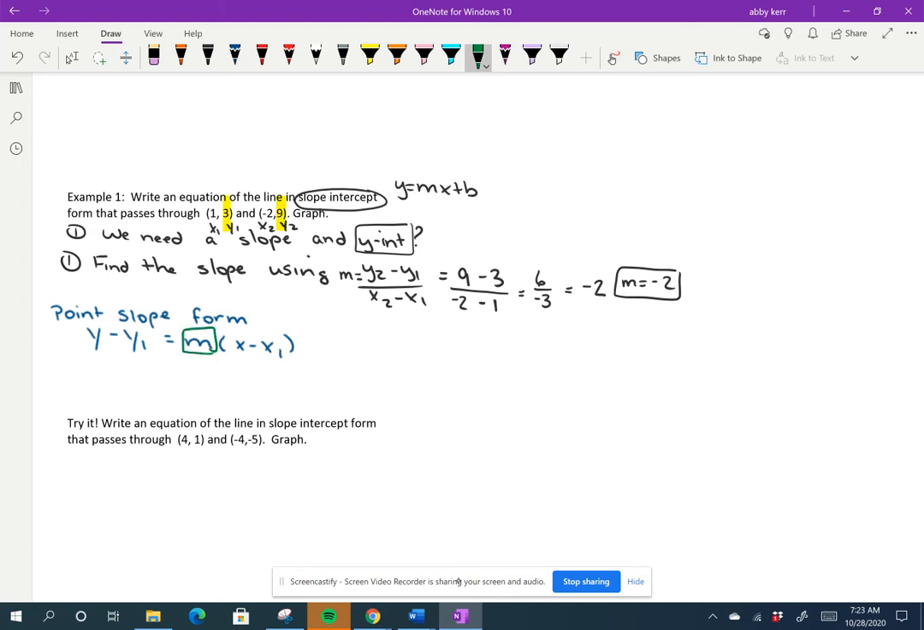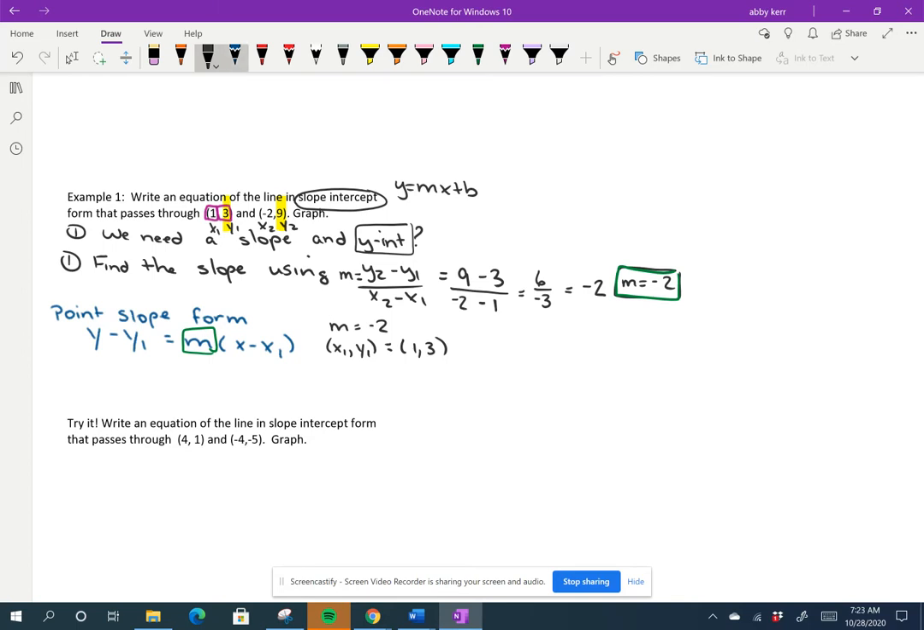Our m is what we just found. And then we already have our x1 and our y1. We already have those pieces labeled. So my m is going to be negative 2. And then my x1, y1 was from the original problem, (1, 3). Now technically you could use (-2, 9). You'll get the same answer. Your work will just look slightly different.